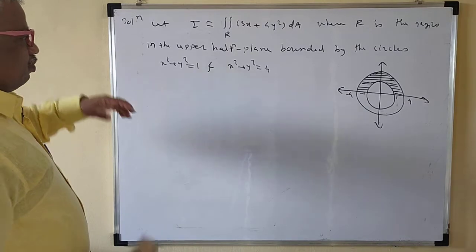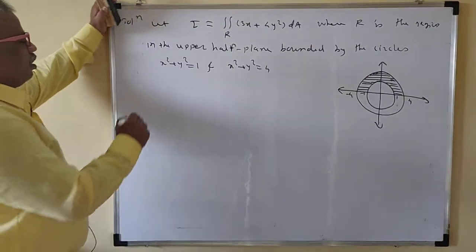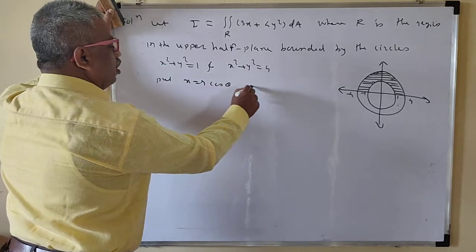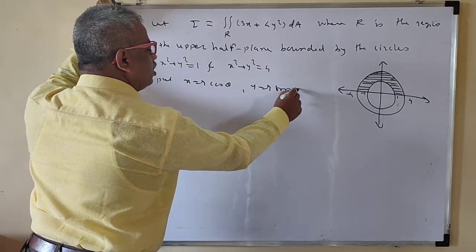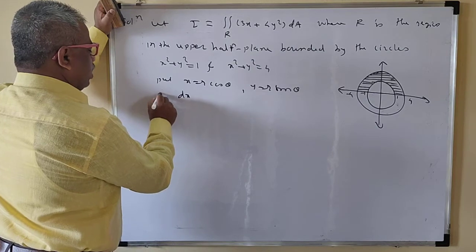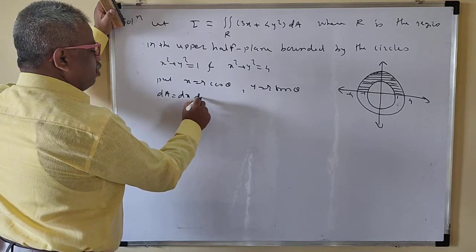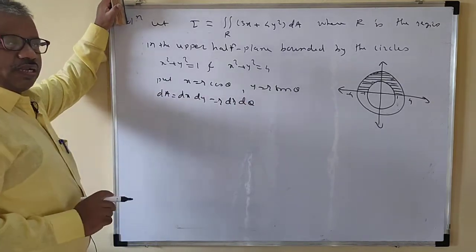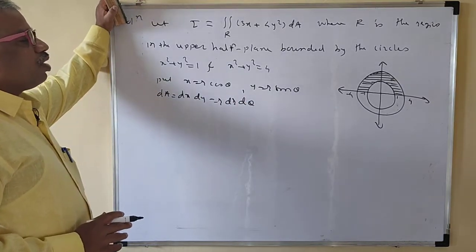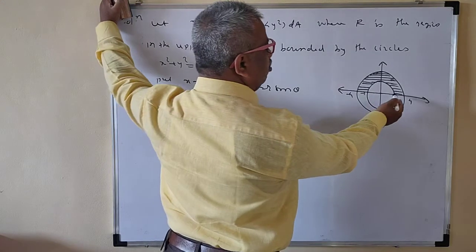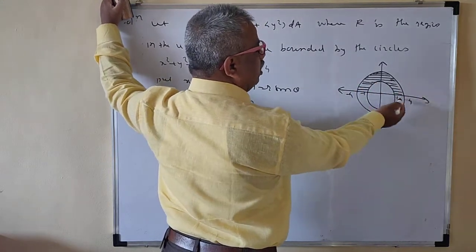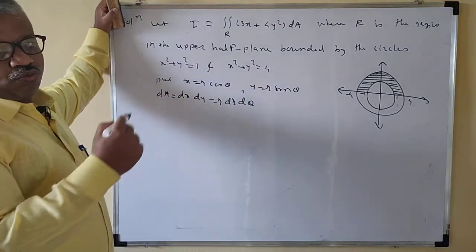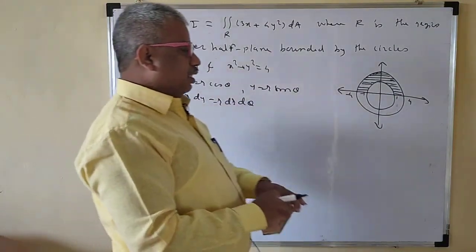You can evaluate with this, but it is better to use the polar form here. Put x equal to r cos theta, y equal to r sin theta, then dA, which is dx dy, equals r dr d theta. You can write d theta dr, it doesn't matter. Now your theta: if a full rotation is there, then theta is 0 to 2 pi. If half rotation is there, then this is what?